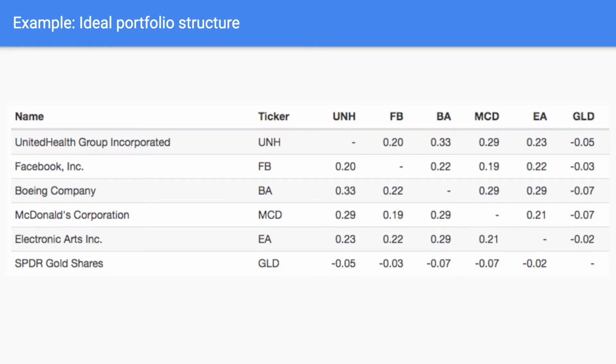Now, here is a more ideal portfolio structure for trading naked options. Here are 5 underlyings in different industries, plus gold.